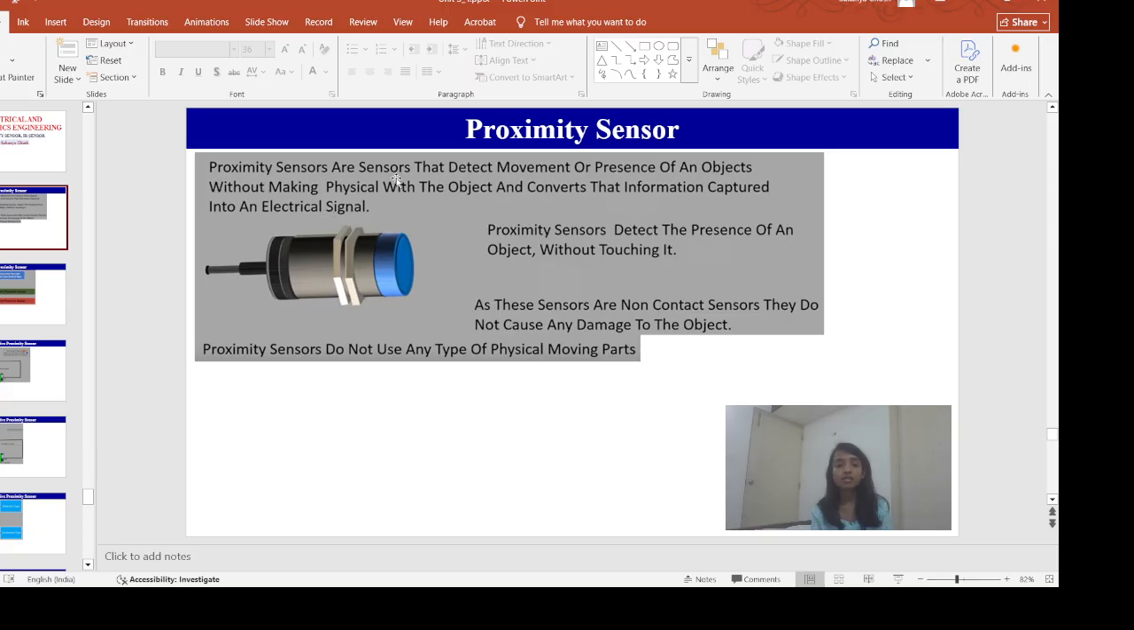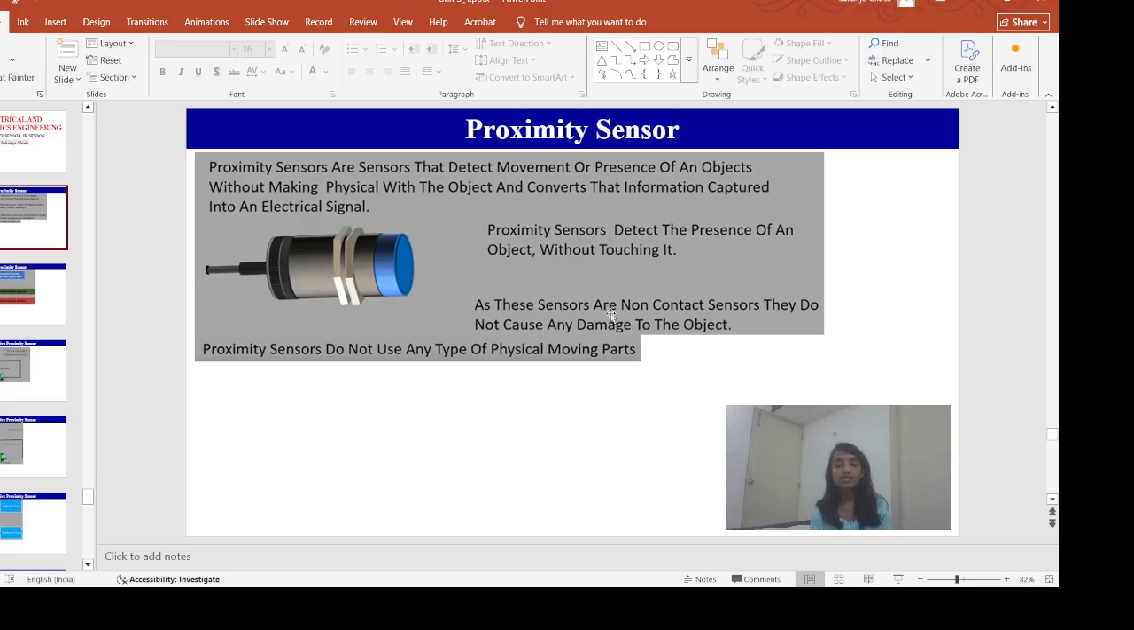Proximity sensors are sensors that detect the movement or presence of an object without making physical contact with the object, and convert that information captured into an electrical signal. So when you bring the target object in close proximity to the sensor, even without physical contact with the target, it will collect the information from the object and convert it to an electrical signal. So these proximity sensors detect the presence of an object without even touching it.